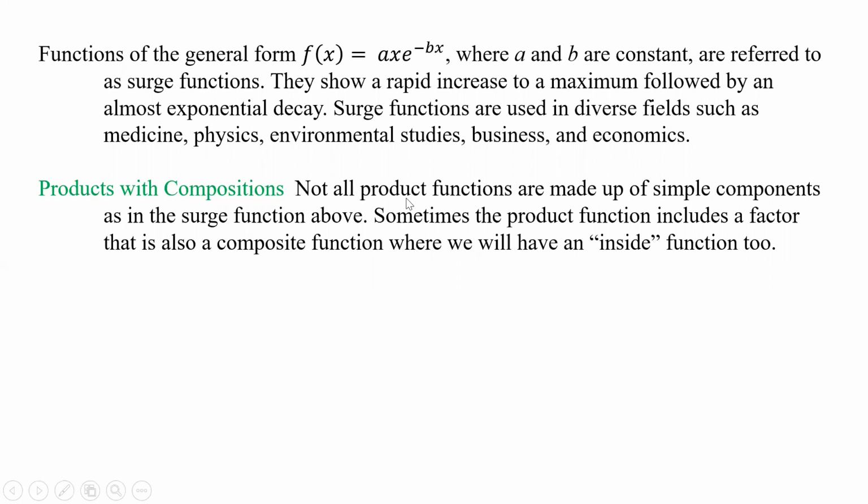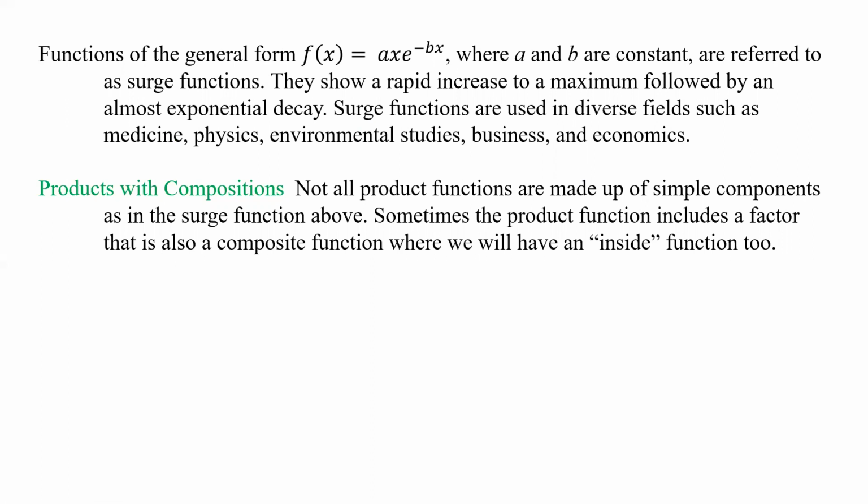And so, a good example is this one where we have f of x equals a times x times e to the negative bx, where a and b are constants. And this is kind of referred to as a surge function. So what happens is it shows a rapid increase to a maximum followed by almost exponential decay. And then these surge functions are used in medicine, physics, environmental studies, business, and economics. So they're useful in other things, not just business. We can get it in all these other different sciences.